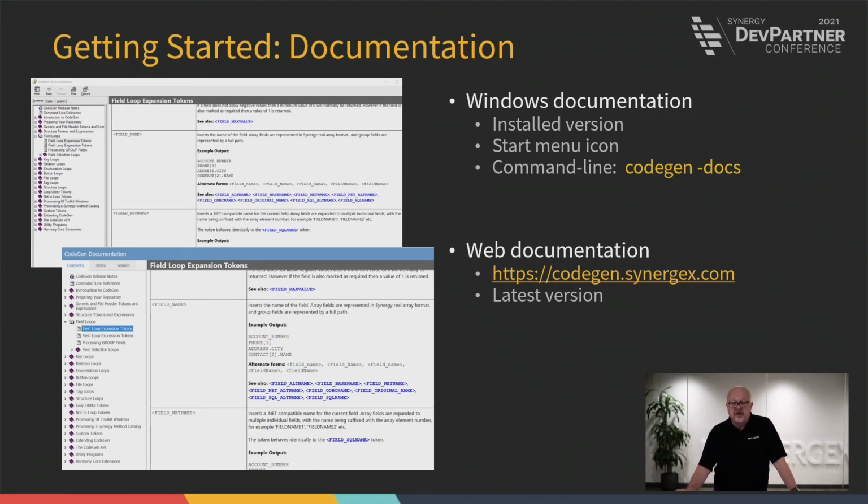The difference is the Windows documentation will be for the version you've got installed, whereas the web documentation is always for the very latest version. So I do publish that as part of the release process, and like I say, it will update immediately to the latest version every time we do a release, which is usually about once a month.